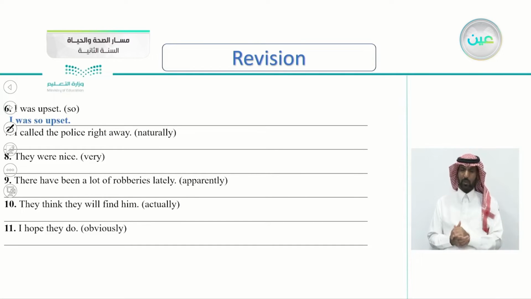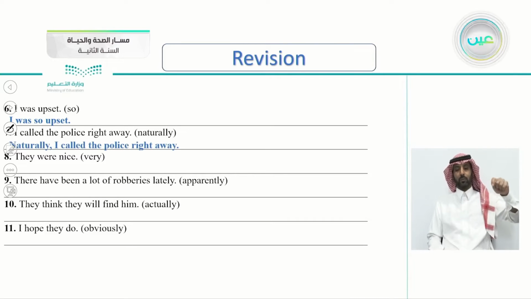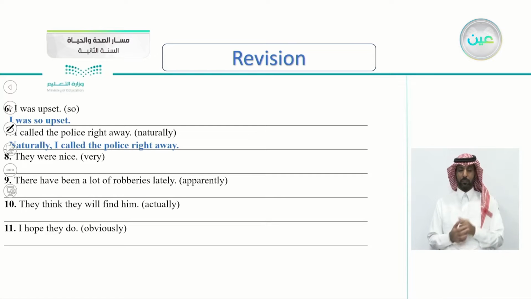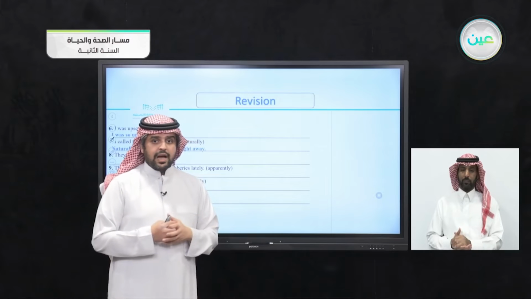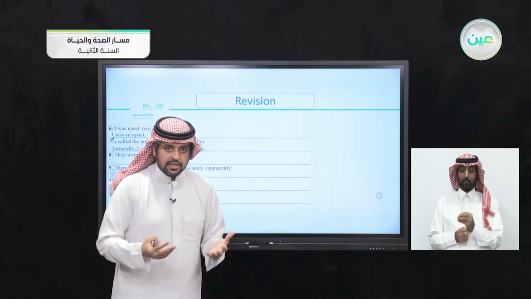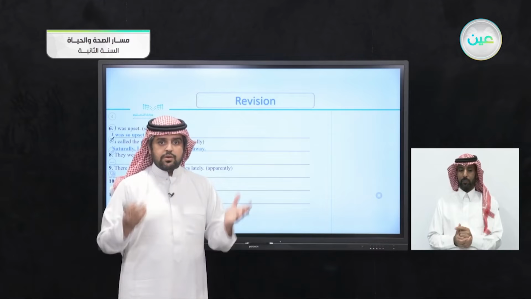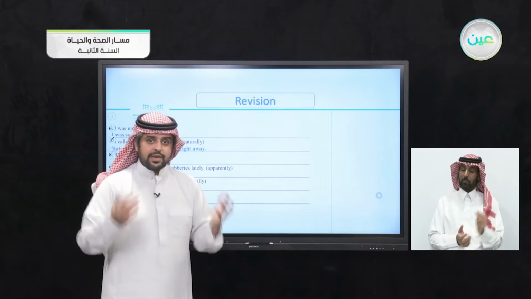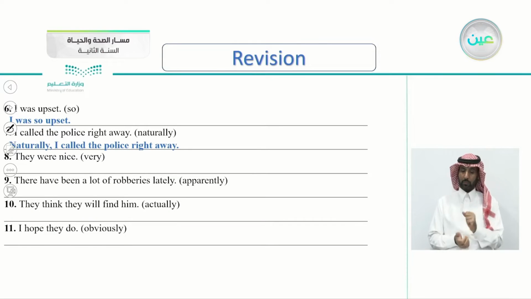I called the police right away, and the adverb is naturally. Excellent. We put naturally at the beginning of the sentence. Naturally, I called the police right away. When you put the adverb naturally at the beginning, this means that this is something expected to do. You say naturally, anyone would do this. So this is what was expected of me to do. If I see a crime, naturally, I would call the police.